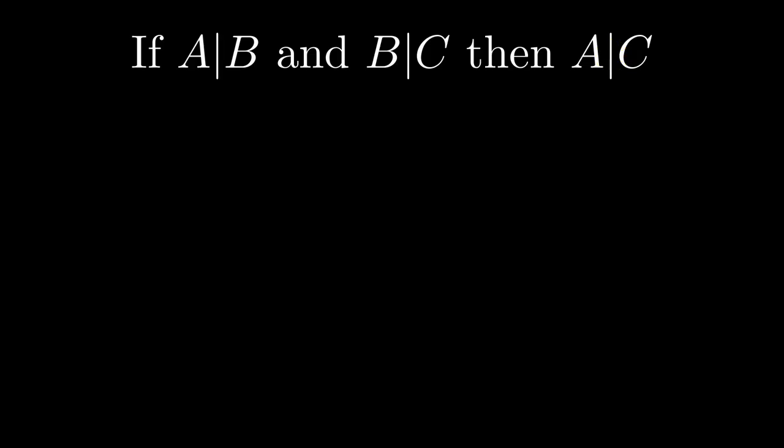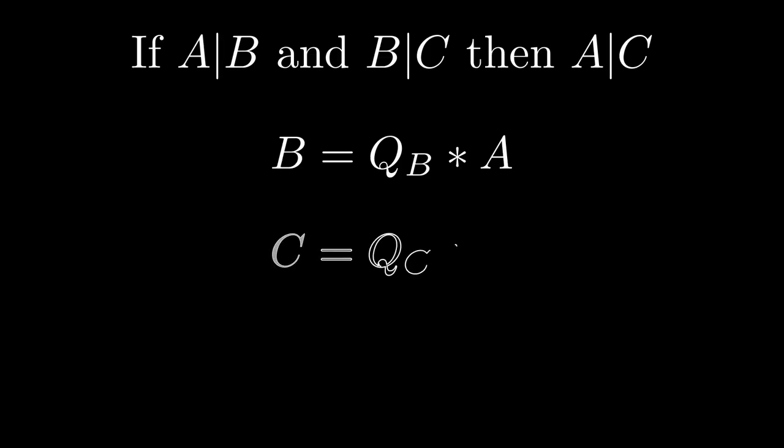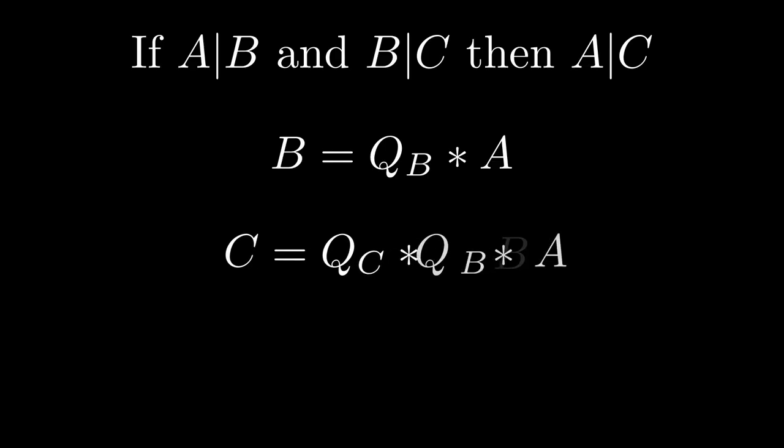Because a divides b, we can rewrite our problem as b equals qb times a. And because b divides c, we can rewrite our second problem as c equals qc times b. So, we replace the b with qb times a, and the product must then be divisible by a. We'll call this collection of rules for divisibility Theorem 2.